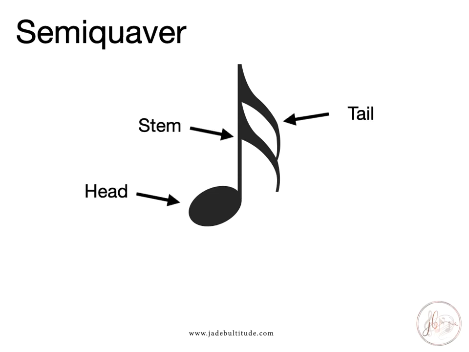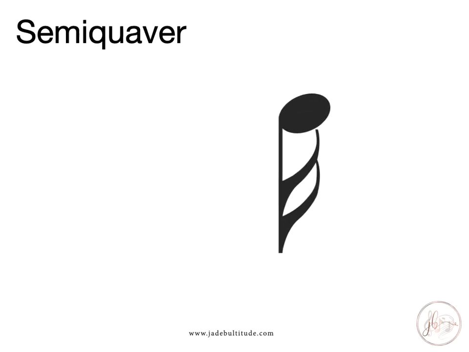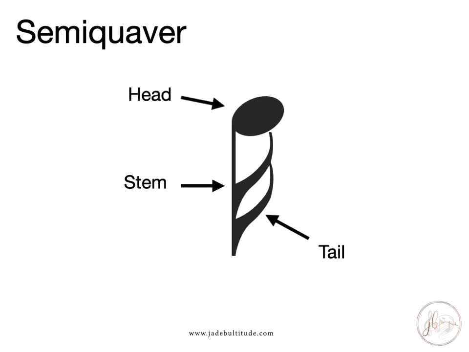A semiquaver also consists of a head, a stem and a tail, but as you can see here, there are two tails for a semiquaver. A semiquaver can have its stem facing up or down depending on where it is on the stave. When the stem is facing down, it also has a head, a stem, and the two tails.